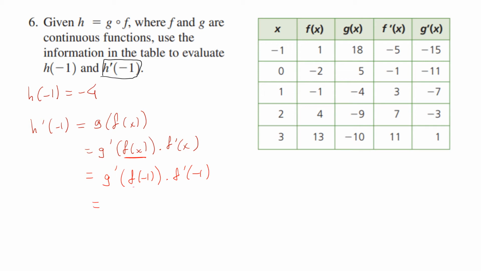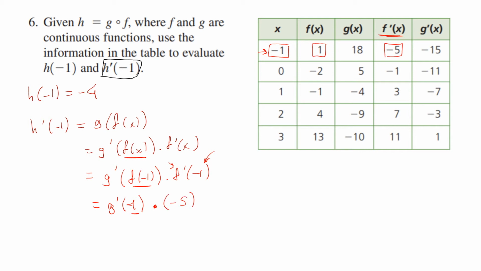So if I plug in -1 for f, so my x value is -1, I look at f(x), not the f prime of x, f(x), which is 1. So I will get g prime of 1 multiplied by, and I see that when my x value is -1 again, but I plug it into the derivative of f(x) over here, I will get the value of -5. So my value is -5 over here.